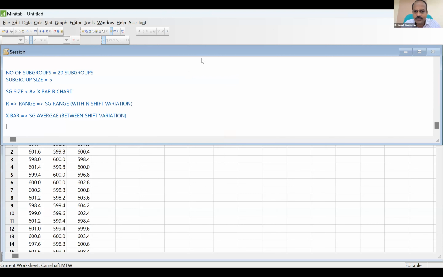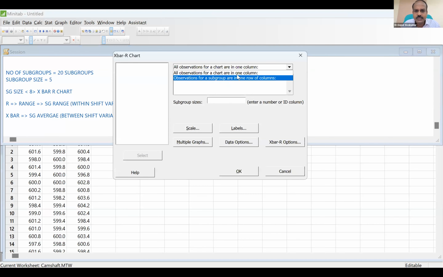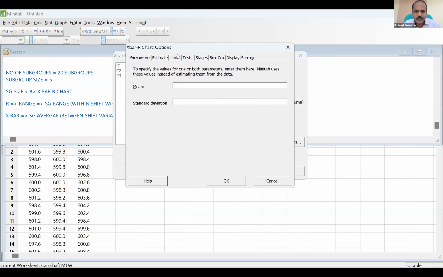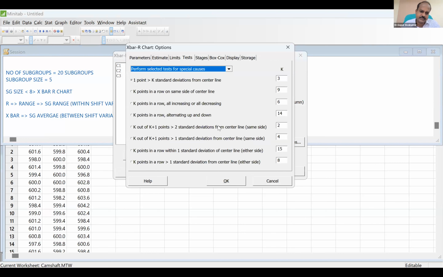Now I go to this window. All observations are in one column. Which is that column? Column number 1. I double click. What is your subgroup size? Minitab is asking. 5. Now X bar R chart options. In the options, there are certain tests you can perform. To understand the abnormality, there are certain tests recommended.